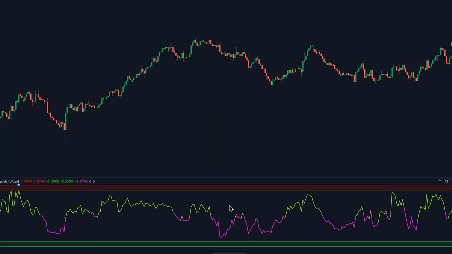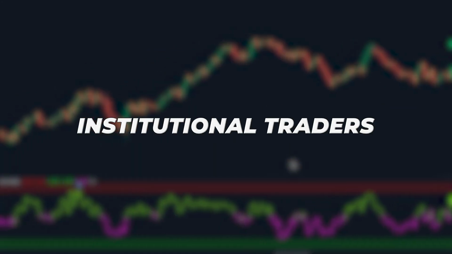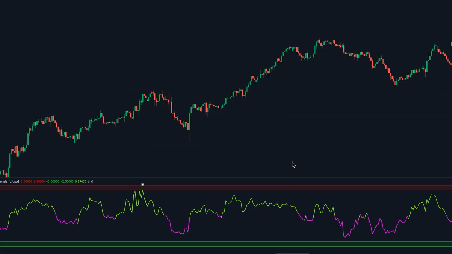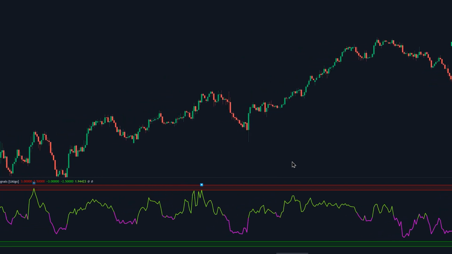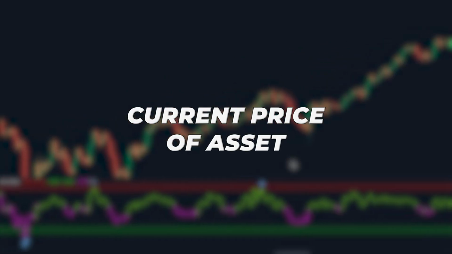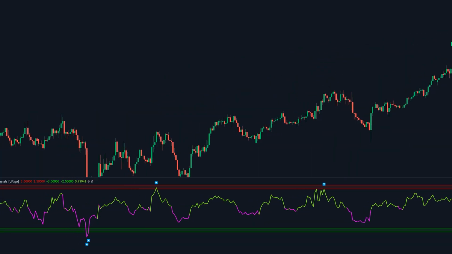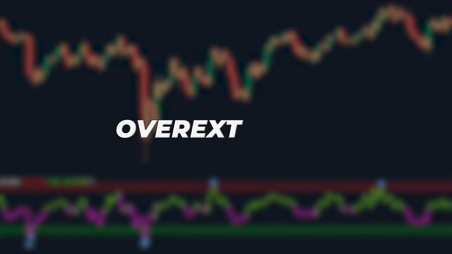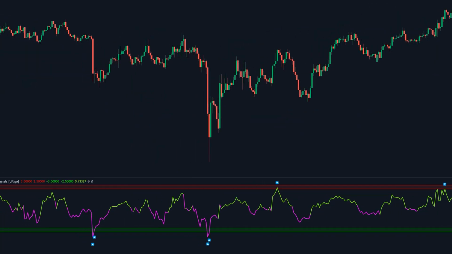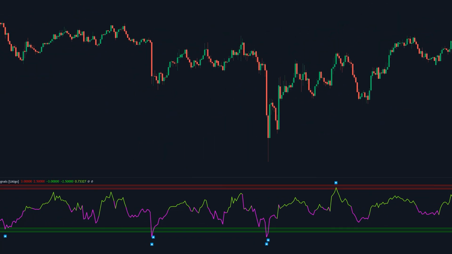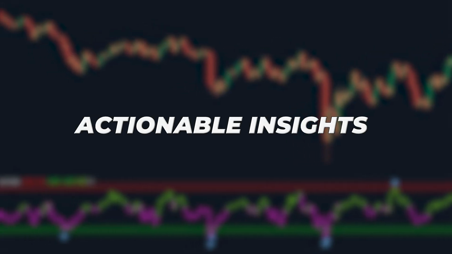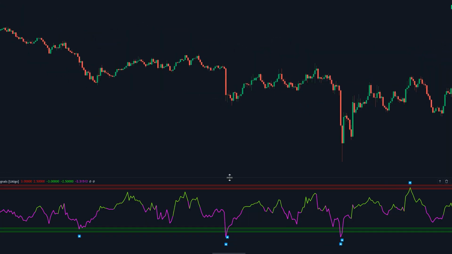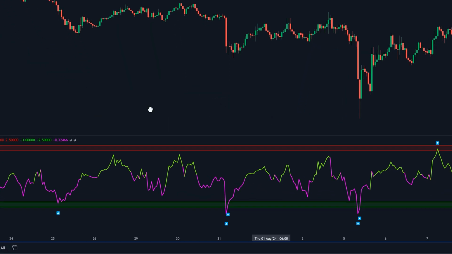VWAP is a powerful metric used by institutional traders to gauge the average price of a security weighted by volume. By knowing how far the current price of an asset is from the VWAP, you can get a sense of whether the market is overextended in one direction or the other. The Z-Score quantifies this, thus giving you actionable insights. The VWAP Z-Score indicator consists of several key components.